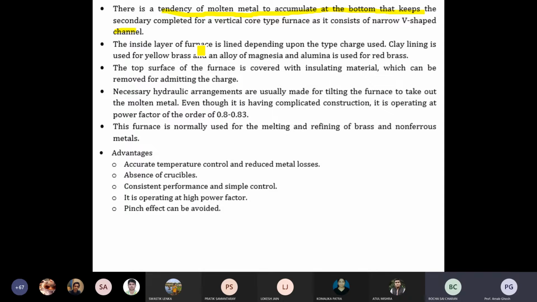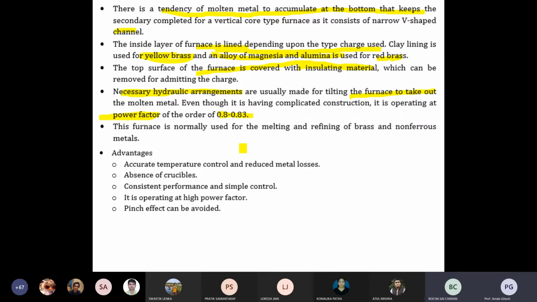The inside layer of the furnace is lined, depending upon the charge type used. The clay lining is used for yellow brass, and for alloys, magnesia and aluminium are used for red brass. The top surface of the furnace is covered with insulating material, otherwise heat can be dissipated from the terminals, which can be removed for admitting the charge. Necessary hydraulic arrangements are usually made for tilting the furnace to take out the molten material. Even so, comparing the construction, the operating power factor is in the range of 0.8 to 0.83.